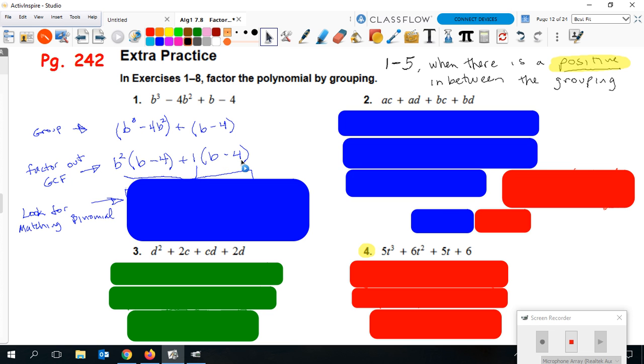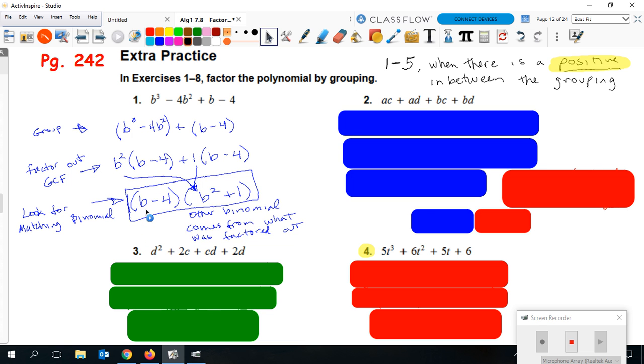Now, what if it didn't match? If it didn't match, then this factoring by grouping would not be working. And it's possible that can happen sometimes, and we'd have to figure out another way to factor it, or maybe it just is non-factorable. There are some polynomials that just cannot be factored. But this one, since there is a matching binomial, the factoring by grouping is working, and so that one can be one of the answers. So one of the binomials in the answer is that matching binomial, b minus 4.